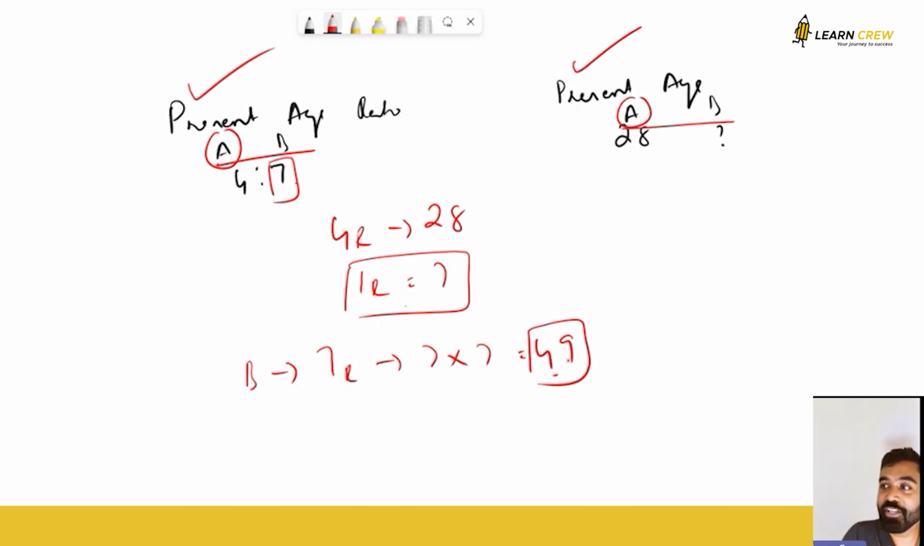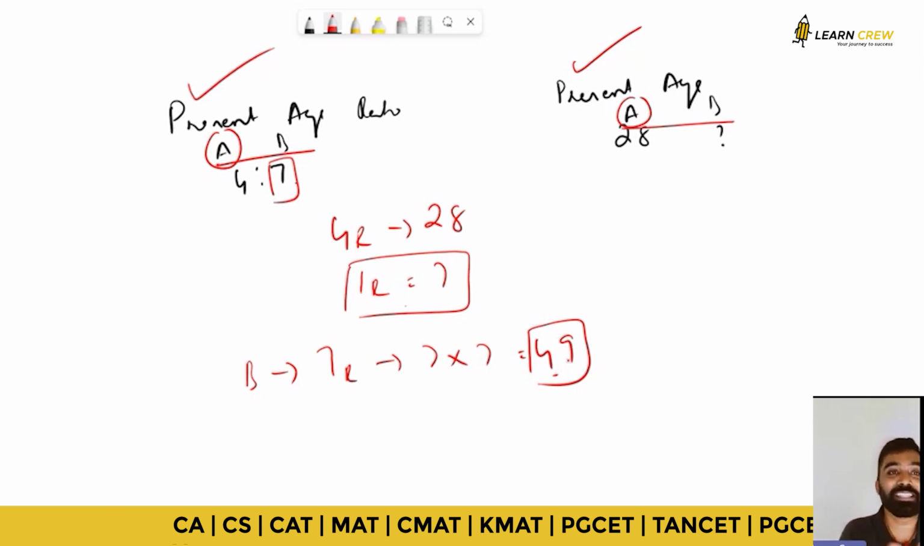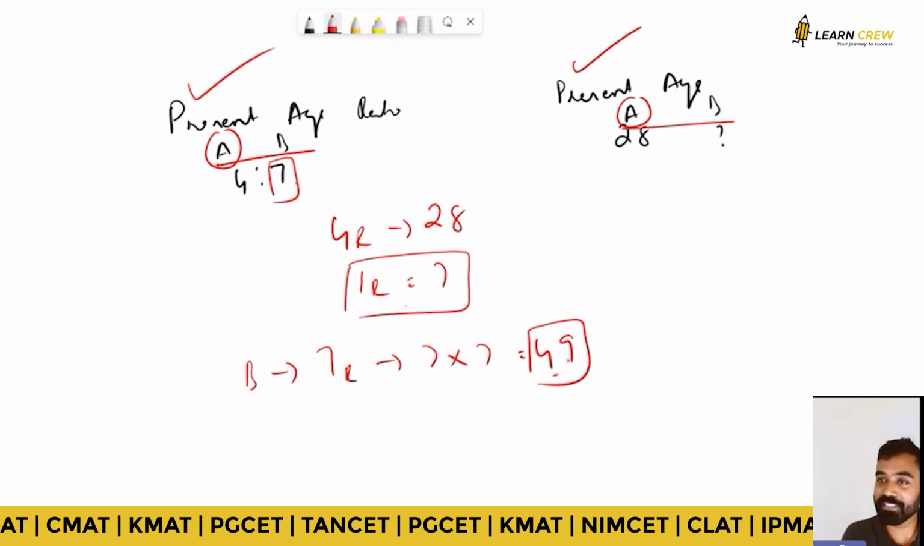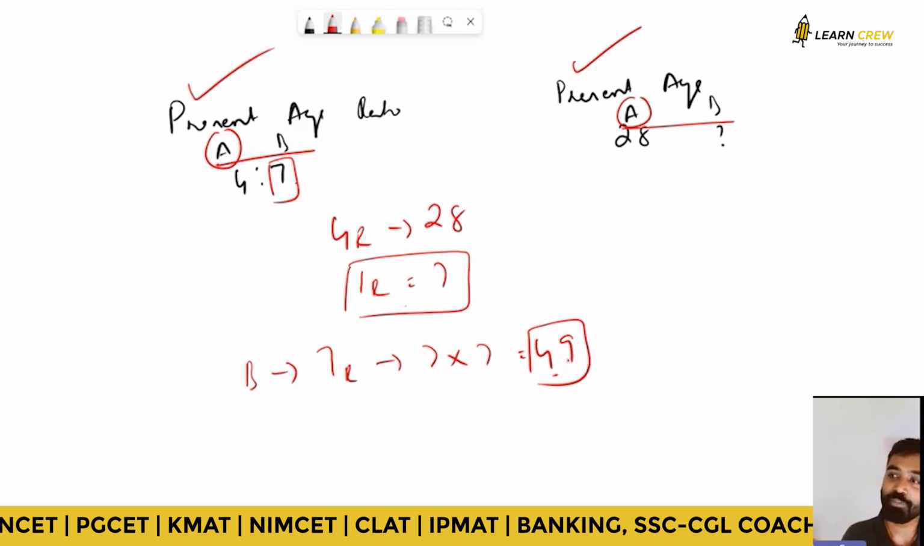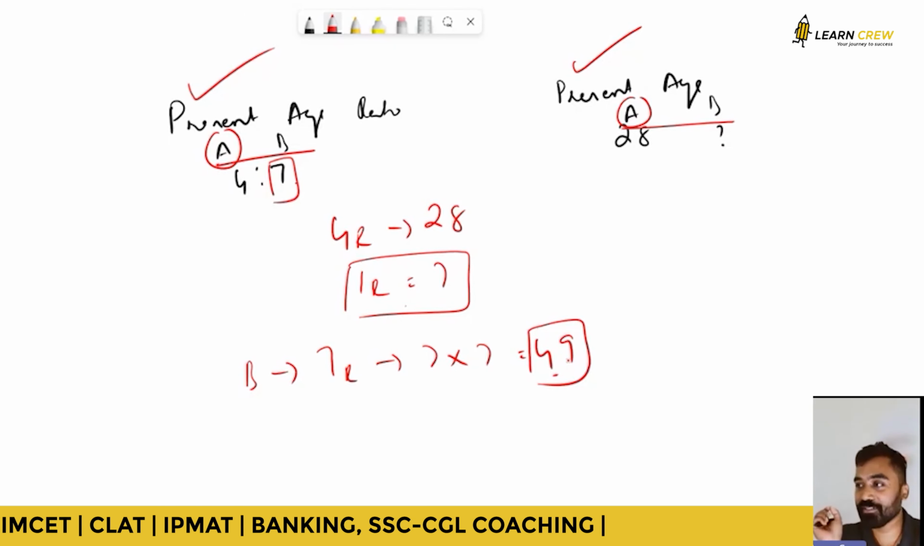Now, in order to do these kinds of problems, the age and the ratio should be in the same time. If it is present, it should be in present. If it is in past, it should be in past. If it is future, it should be future. Only then you can do it. Fine, clear? Or do you want me to repeat it? Okay, start solving the next question.